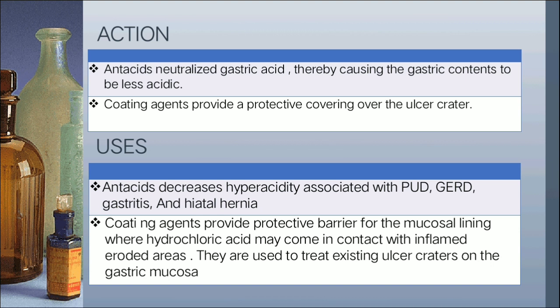And the uses: antacids decrease hyperacidity associated with PUD or peptic ulcer disease, GERD or gastroesophageal reflux disease, gastritis, and hiatal hernia. And coating agents provide a protective barrier for the mucosal lining where hydrochloric acid may come in contact with inflamed, eroded areas. They are used to treat existing ulcer craters on the gastric mucosa.